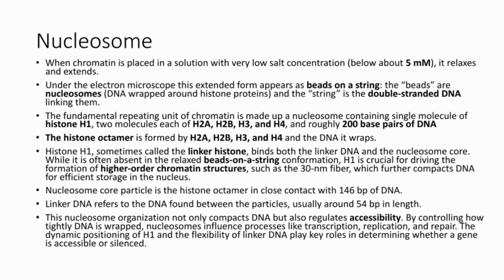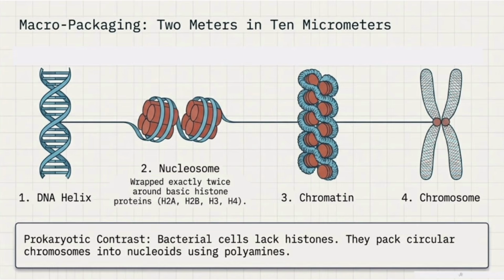This nucleosome organization is very important because it not only compacts the DNA, it also regulates accessibility, because it controls how DNA is wrapped. It influences transcription, translation, replication, and also repair. And the positioning of the H1 and the linker DNA play key roles in determining whether a gene is accessible or not. So this is what it looks like.